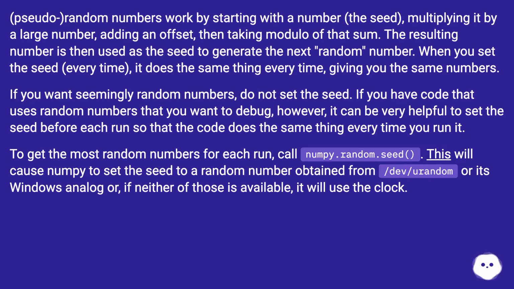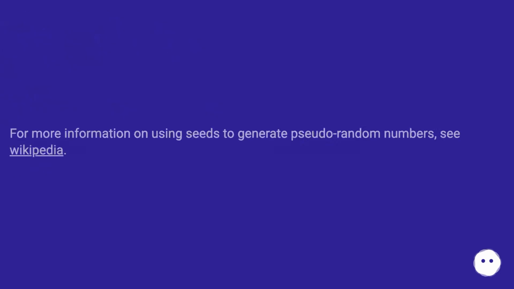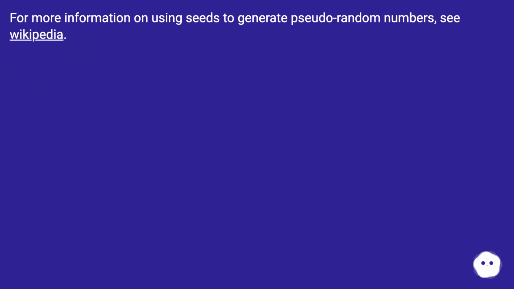If you have code that uses random numbers that you want to debug, however, it can be very helpful to set the seed before each run so that the code does the same thing every time you run it. To get the most random numbers for each run, call numpy.random.seed(). This will cause Numpy to set the seed to a random number obtained from /dev/urandom or its Windows analog, or, if neither of those is available, it will use the clock. For more information on using seeds to generate pseudo-random numbers, see Wikipedia.